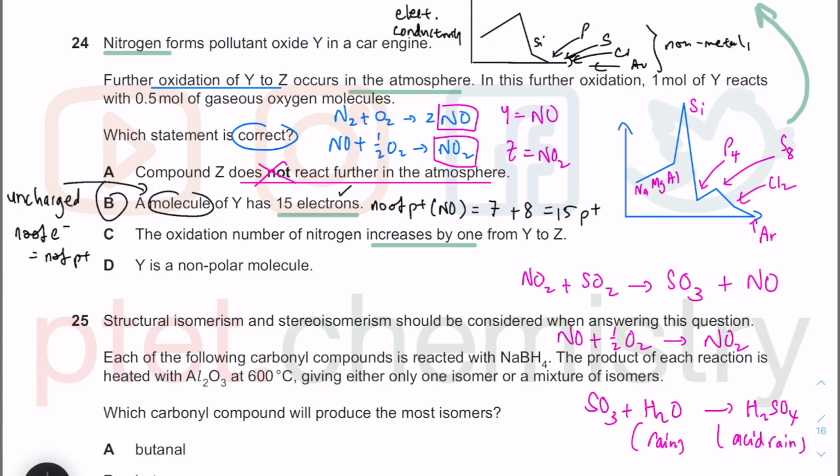The next one is definitely wrong. It increases by 1 because you go from NO to NO2. This is nitrogen plus 2, this is nitrogen plus 4. This is an increase of 2 in oxidation number. As for why D is wrong, saying Y is non-polar: it is nitrogen and oxygen with different electronegativity. Very clearly, 2 atoms with different electronegativity. Definitely it should be a polar molecule and not non-polar.